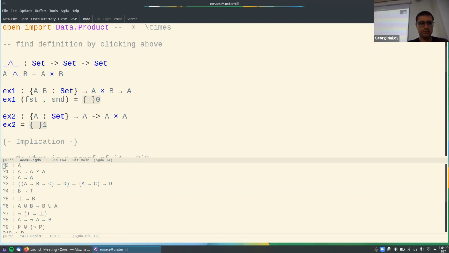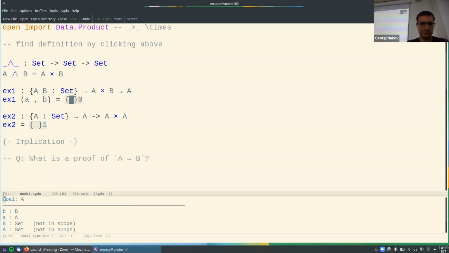It chooses stupid names, so rather they were called little a and little b. Now we can see that by pattern matching, we obtained a single proof of A and a proof of B. So now we can just give our proof of A.